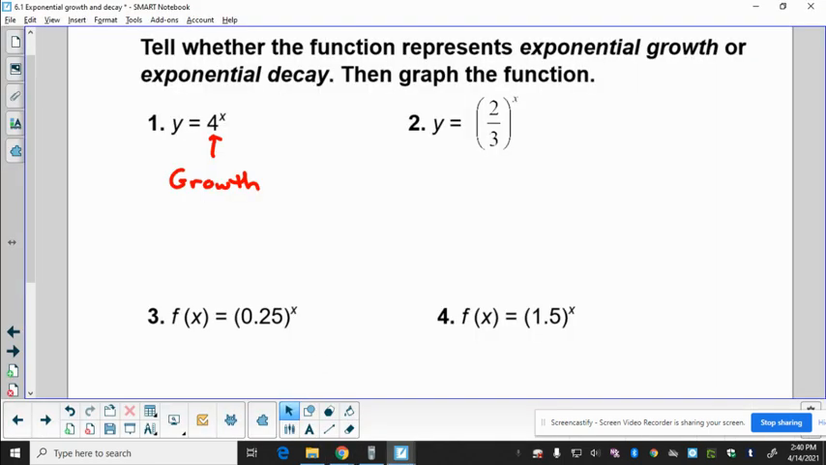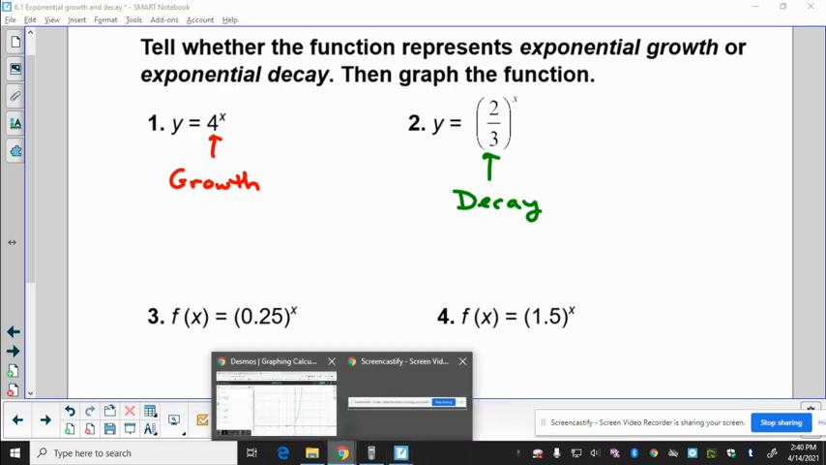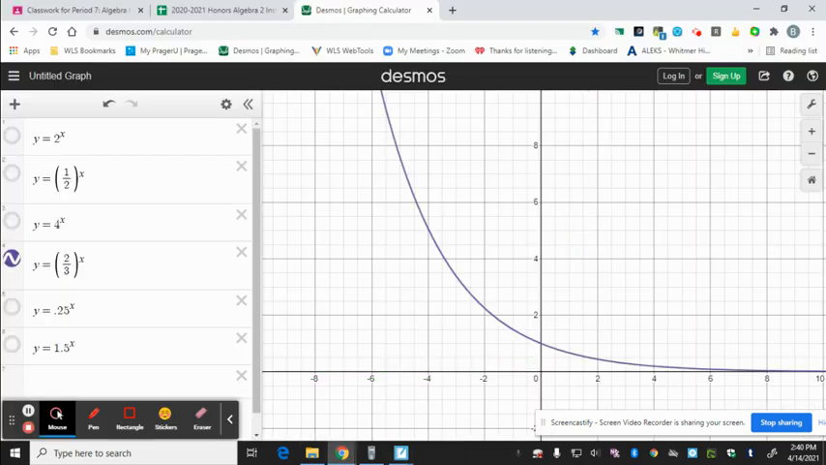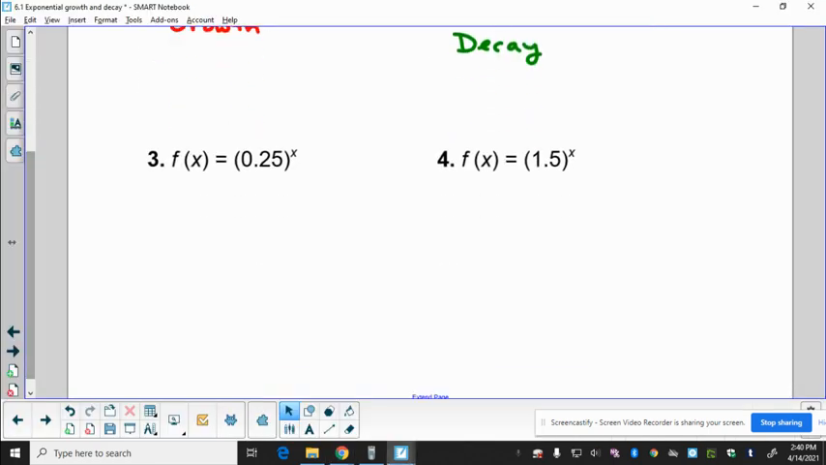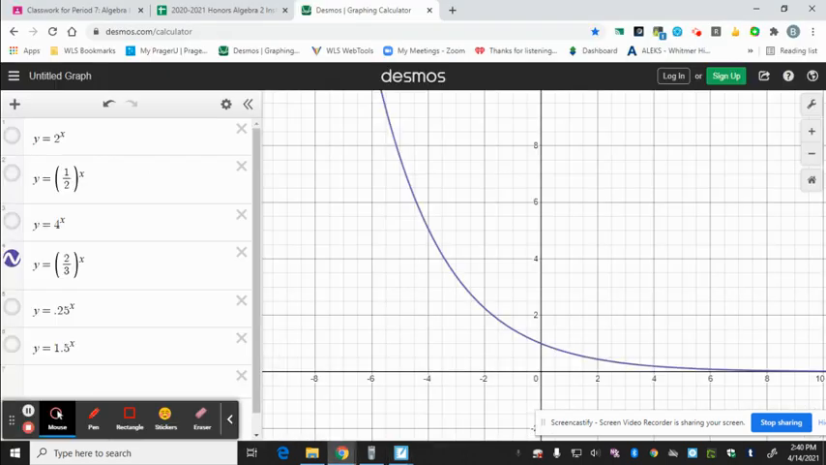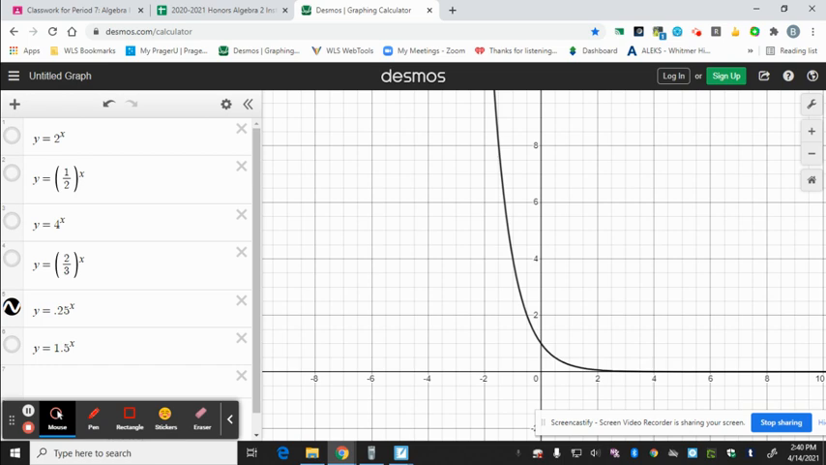Number 2, looking at this 2/3. 2/3 is less than 1. This will be decay. Well, we could take a look at that on Desmos as well. So now you're getting an idea of what these graphs look like for exponential growth or decay. Number 3, 0.25 is definitely less than 1, right? So it'll be a decay graph. Let's take a look on Desmos. Decay once again.